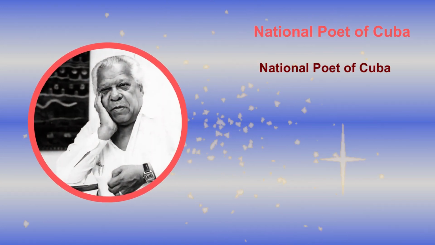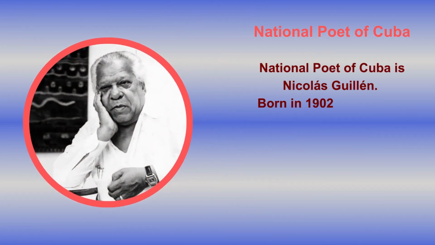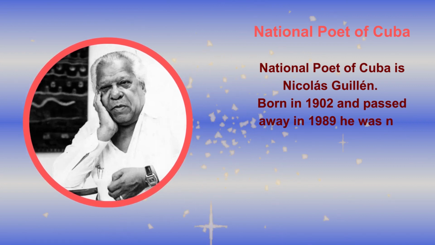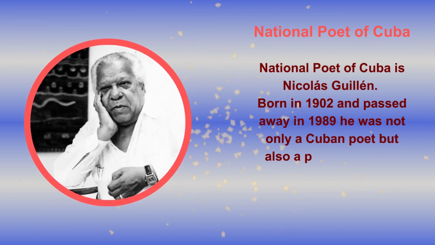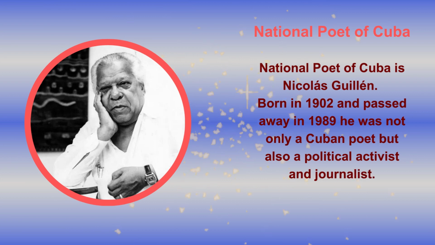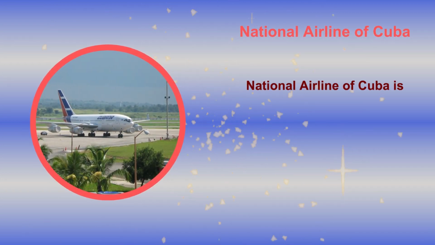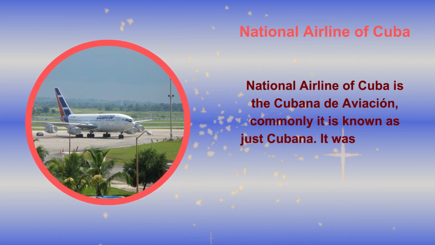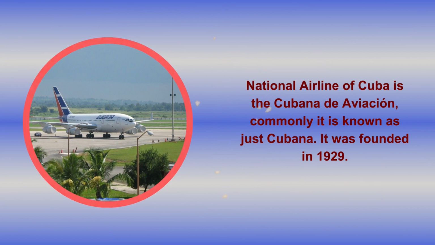The national poet of Cuba is Nicolas Guillen. Born in 1902 and passed away in 1989, he was not only a Cuban poet, but also a political activist and journalist. The national airline of Cuba is the Cubana de Aviación. Commonly, it is known as just Cubana. It was founded in 1929.